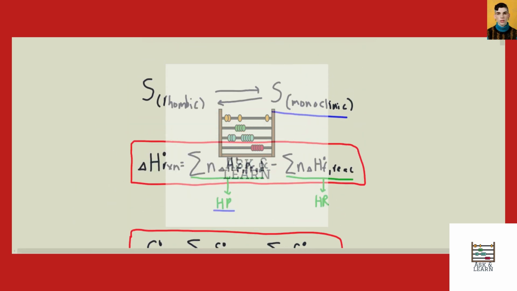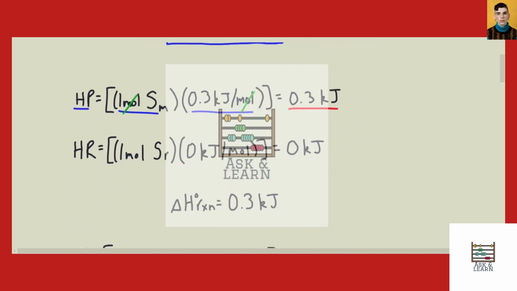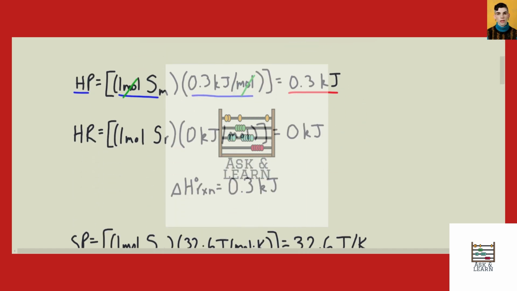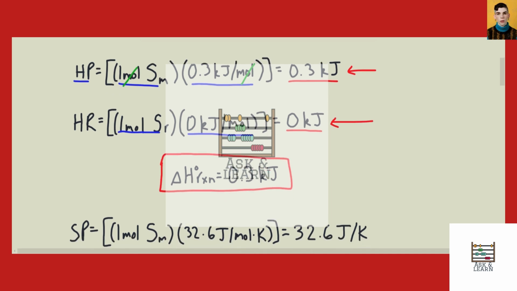For the reactants, we just have 1 mole of sulfur rhombic. And when we look up the enthalpy of formation for that substance, we see that it is 0, meaning that the total change in enthalpy of the reactants is 0 kilojoules. So the total enthalpy change of the products minus that of the reactants is just equal to 0.3 kilojoules. And that corresponds to delta H for this reaction.